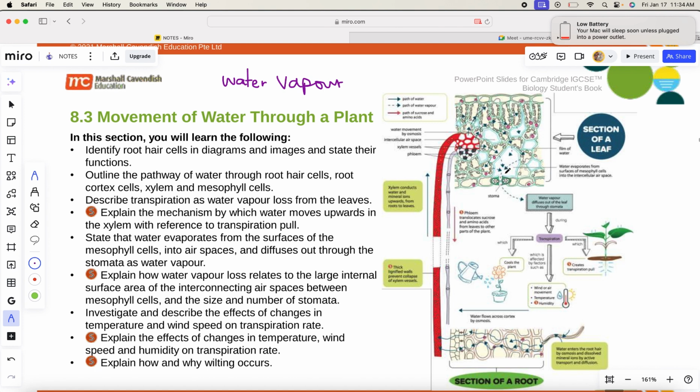This water vapor has to leave, it has to diffuse out, because it is a gas. It diffuses out from here. Is that okay? So that's what is happening in this section.